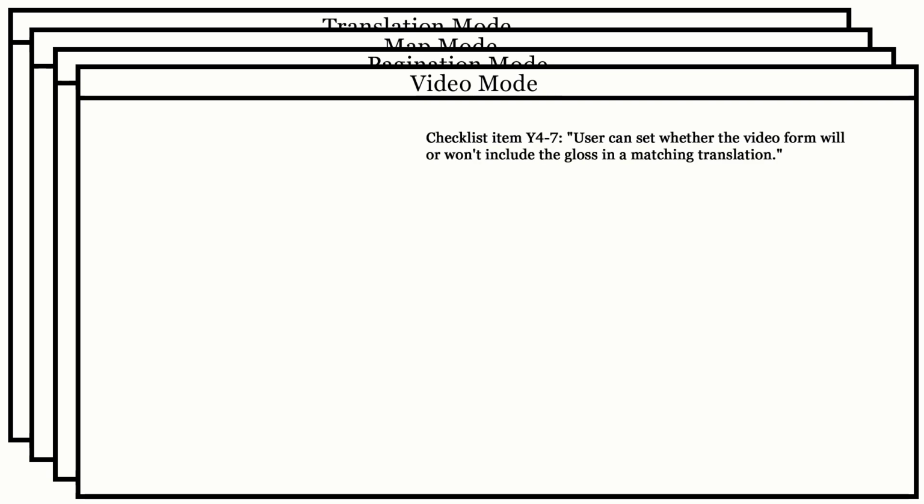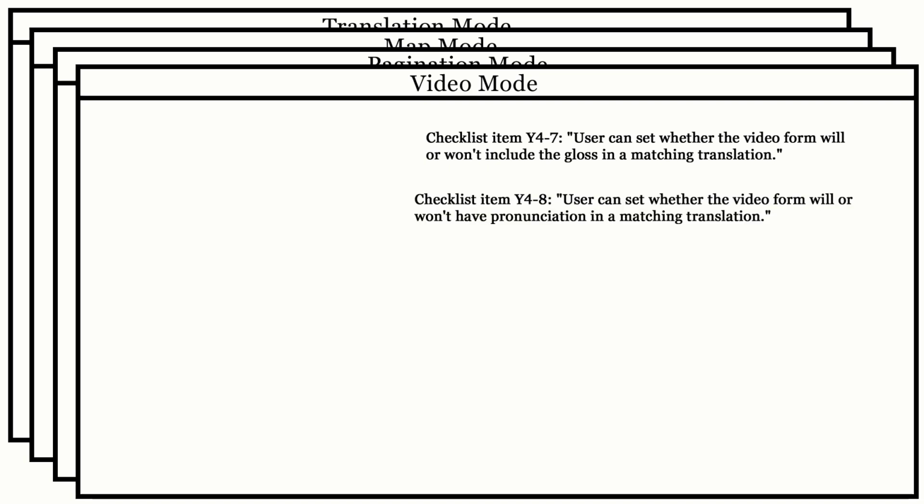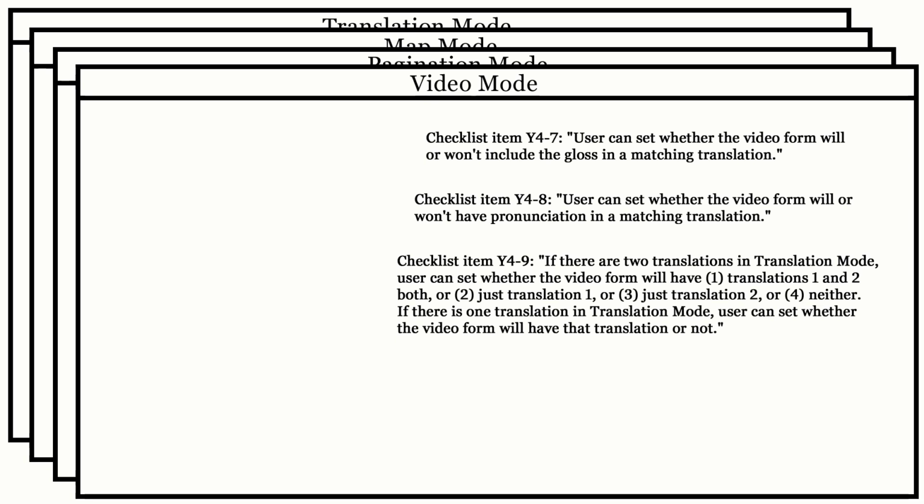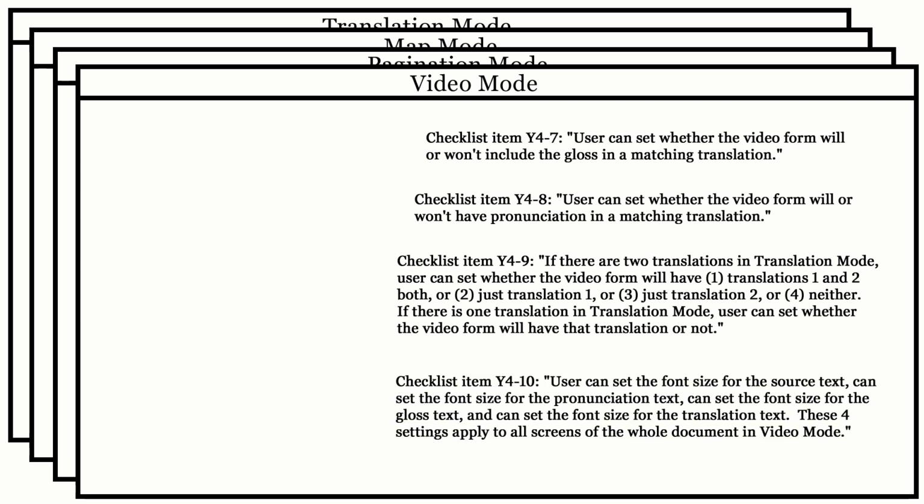Okay, same display settings. Checklist item 4-7, set whether the video will or won't include a gloss. Checklist item 4-8, set whether it will or won't have pronunciation showing. Checklist item 4-9, can decide whether you've got 2 translations or 1 or none showing. Checklist item 4-10, can set the font size for source text, pronunciation text, gloss text, and the translation text.